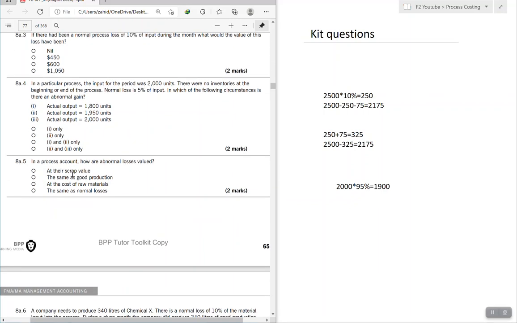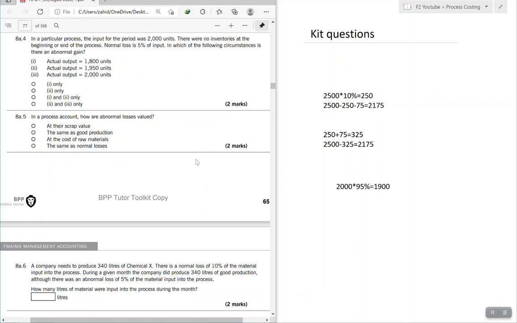Next, in a process account, how are abnormal losses valued? Abnormal losses are valued the same as good production: the cost of raw material, the same as normal loss. The same as normal loss and scrap value is the same thing. We value the same as good production or output. You saw that when we valued normal loss or abnormal gain or output, we use the same expected cost per unit.